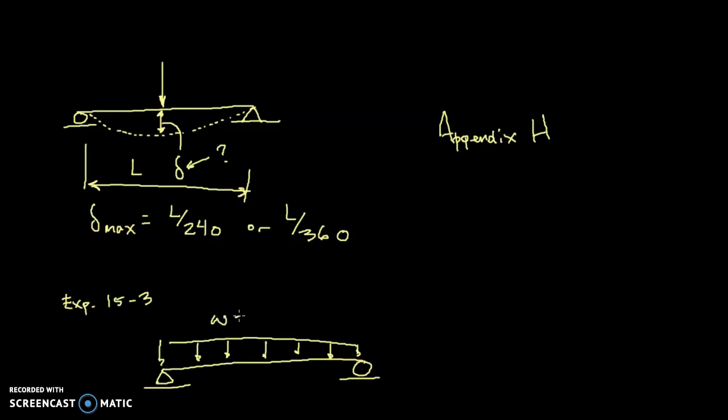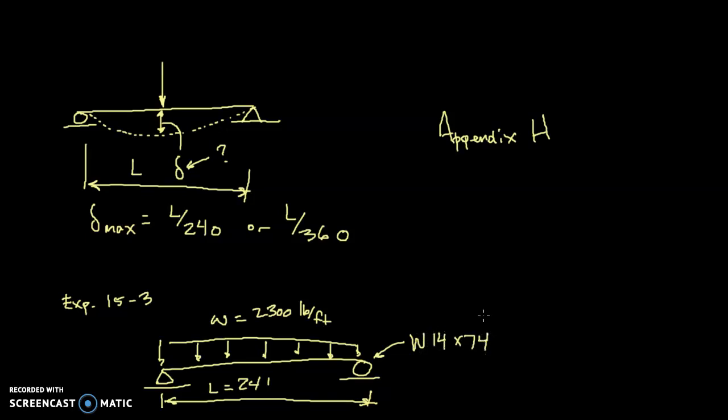Where the w, the distributed load, is 2,300 pounds per foot, and the span length of the beam is 24 feet, and the beam itself is a W14 by 74. So we want to calculate the maximum deflection. Delta max equals what?